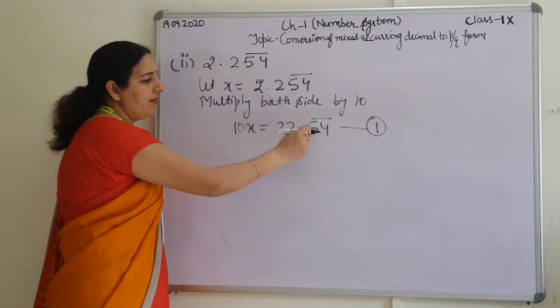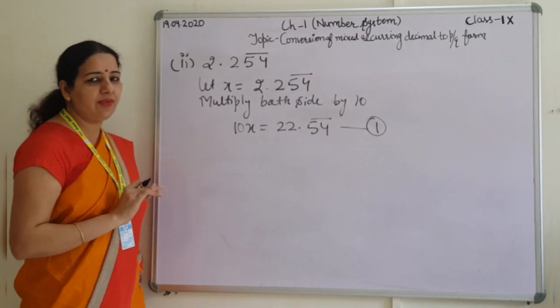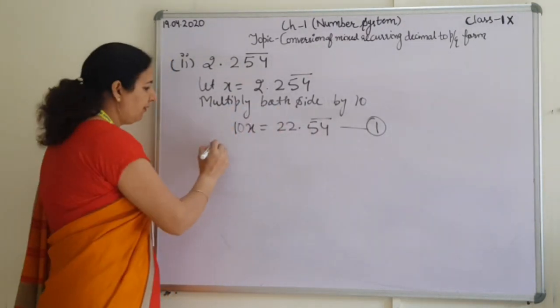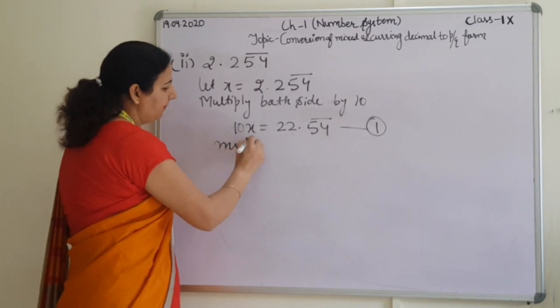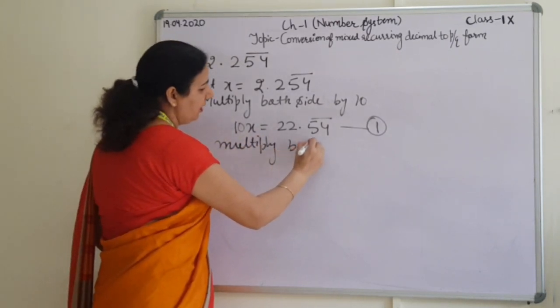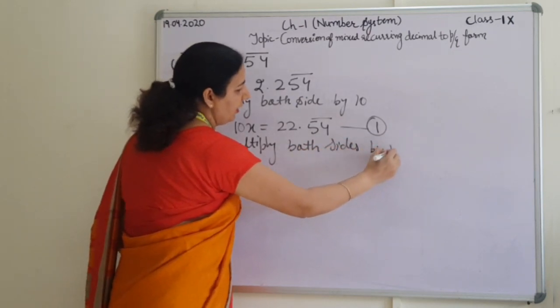After the decimal, every number should have a bar. Now we have after the decimal, every number is having a bar. The bar is on two numbers. So what will we do? Multiply both sides by 100.